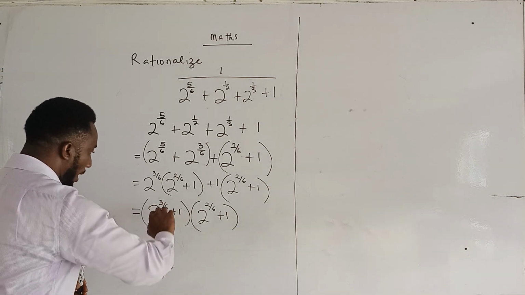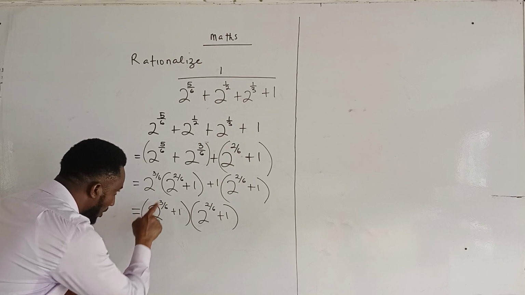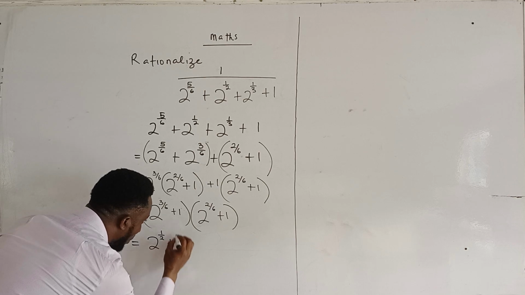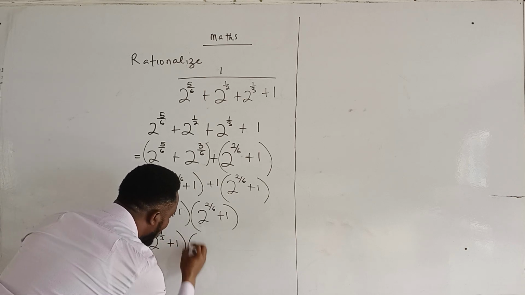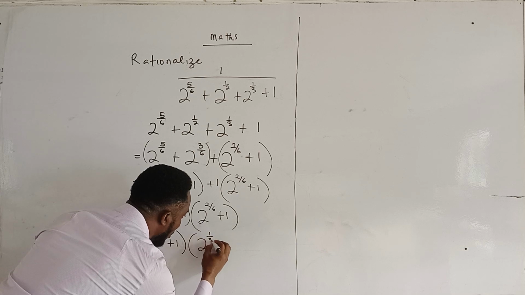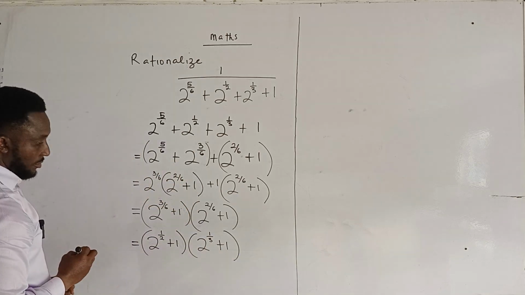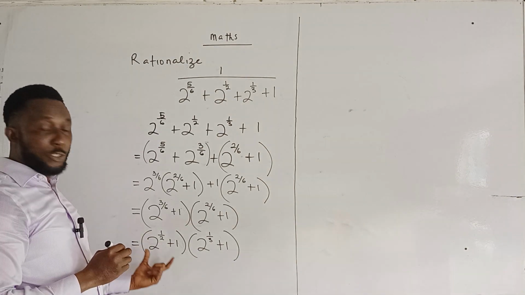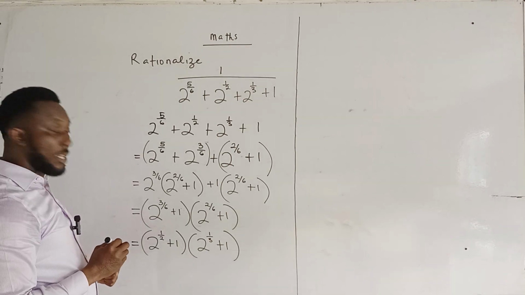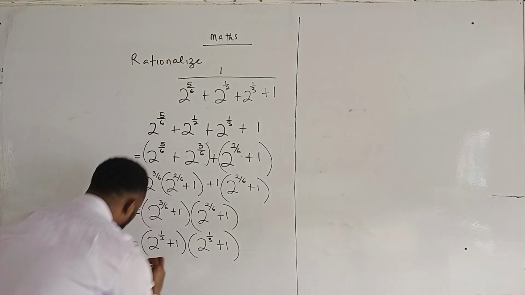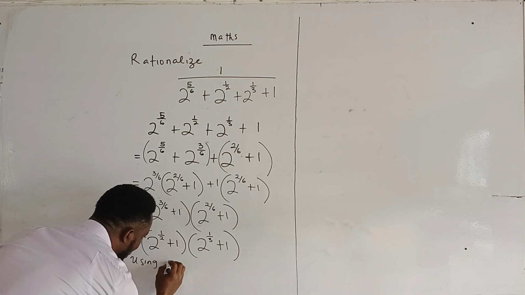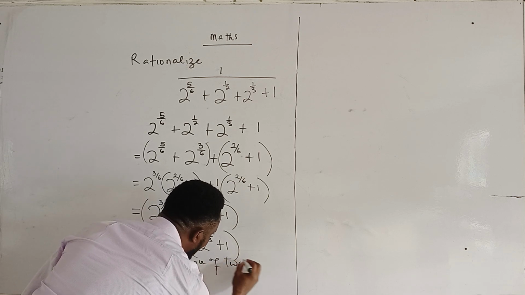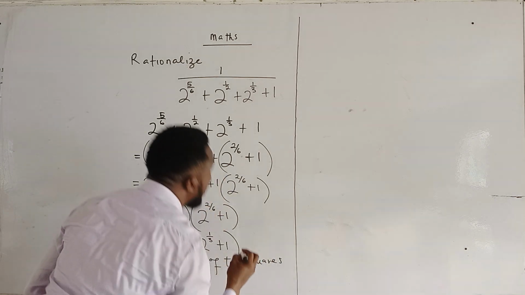Meanwhile, before we rationalize or attempt to, I want to reduce the fraction here. This is going to be 2 to the power of half plus 1. Here I'm going to have 2 to the power of 1/3 plus 1. So now what I shall do next, I shall use the difference of two squares and the sum of two cubes. Now write using difference of two squares for the first factor.